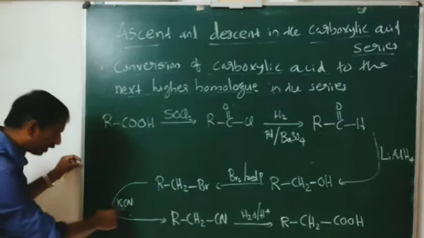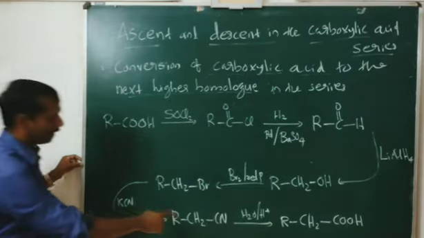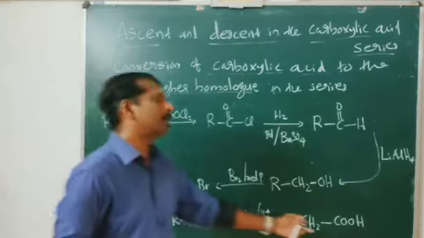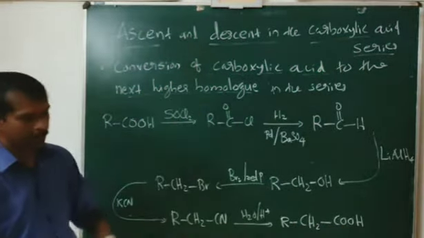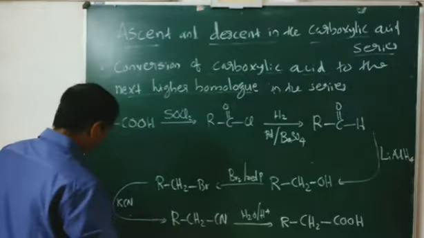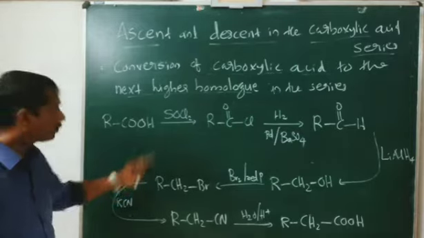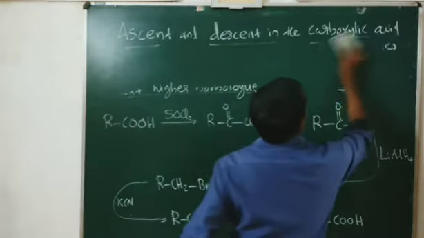Next, this alkyl bromide is treated with KCN. We get alkyl cyanide. Alkyl cyanide on hydrolysis will be converted to carboxylic acid, and that carboxylic acid contains one carbon additional than in the starting carboxylic acid. So this is the ascent of carboxylic acid.